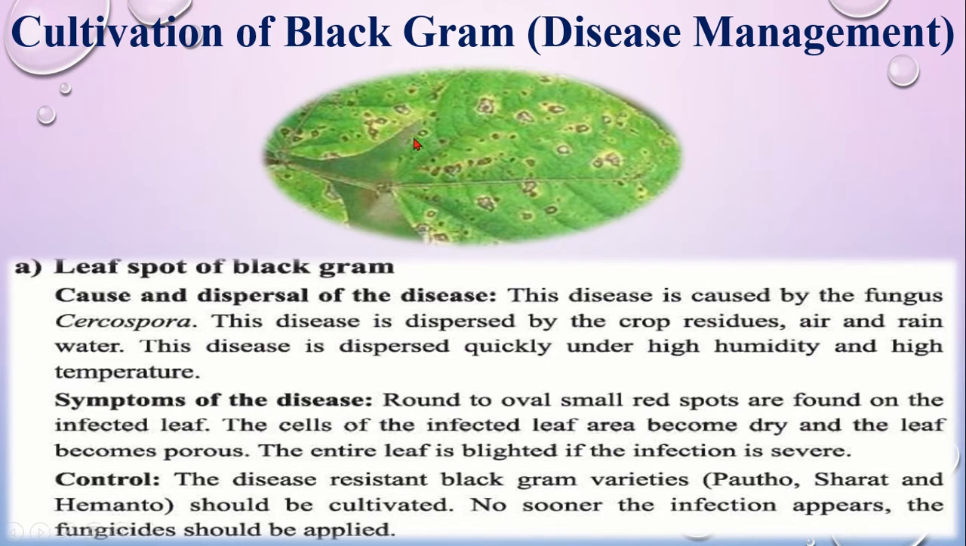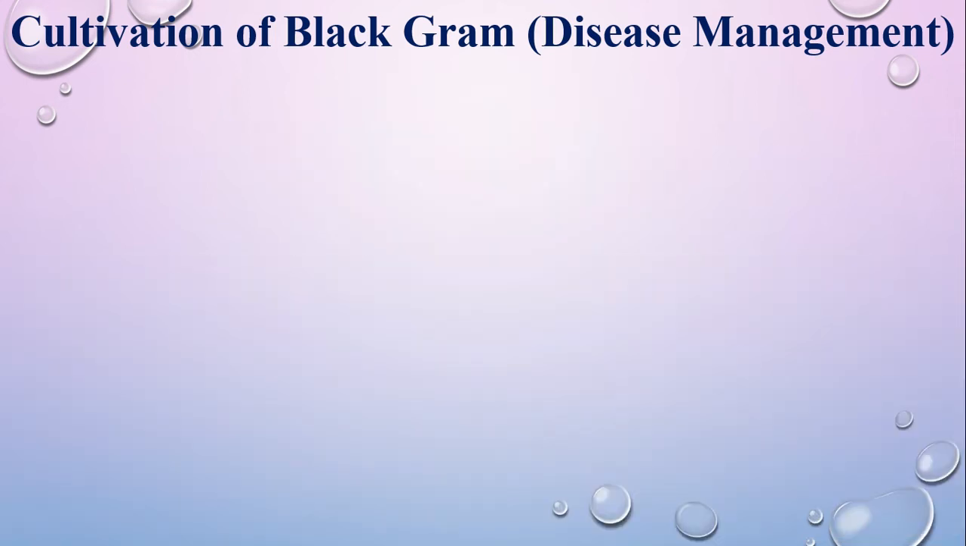And if you see the symptom, round to oval small red spots are found on the infected leaf, you see here, here and here, and the cells of the infected leaf become dry and the leaf becomes porous. The entire leaf is blighted if the infection is severe. And for control, disease resistant varieties like Pantho, Sharod and Hemanto should be cultivated, and recommended fertilizer should be used for this disease.